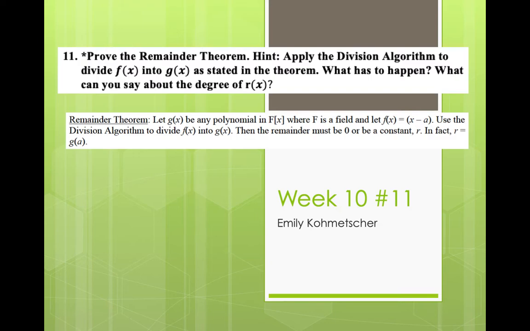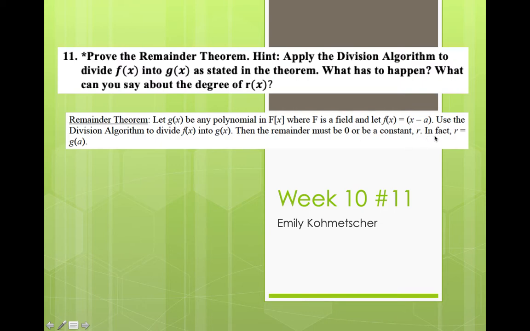I am presenting number 11 out of the week 10 problem set. And this number 11 had us prove the remainder theorem, and I went ahead and listed the remainder theorem down below here. But it also asks us to use the division algorithm of polynomials. The remainder theorem basically is talking about two polynomials, g and f, and it's saying that if f is of the form x minus a, so f is just a linear polynomial, when you divide that into g, or take g divided by that linear polynomial, then the remainder either has to be 0 or another constant.